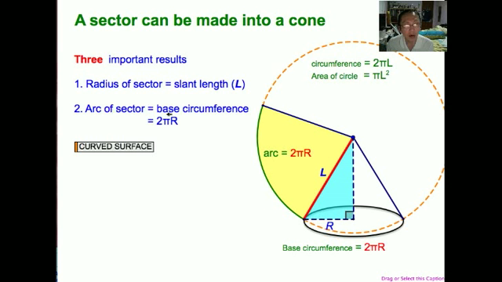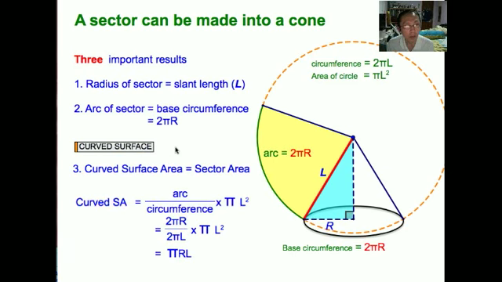Secondly, the arc of the sector becomes the base circumference. So if the base circumference has radius r, giving us 2 pi r, then the arc is also equal to 2 pi r. Next, the curved surface area gives us the curved surface of the cone. Thus, the curved surface area is just the area of the sector.